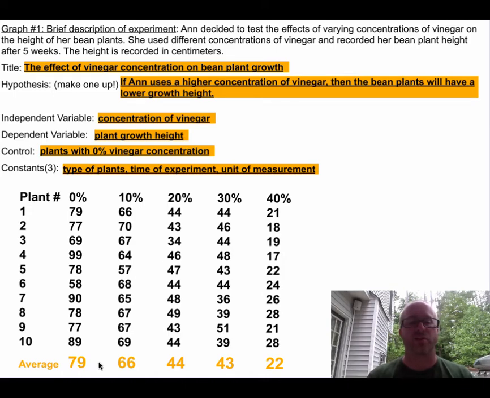So that's why we go ahead and graph the averages. And of course, to calculate the average, you add them up and divide by 10, since there's 10 plants, and you come up with these numbers. Now I rounded these to the nearest whole number. It makes it nice and easy for us to graph. Okay, so let's look at our graph.